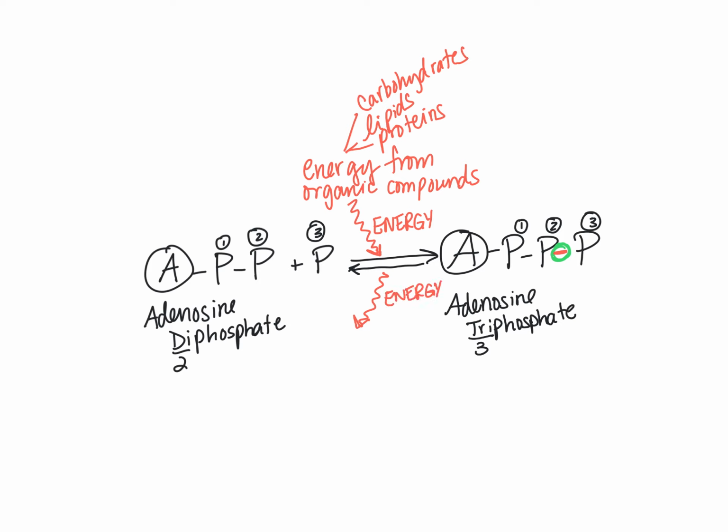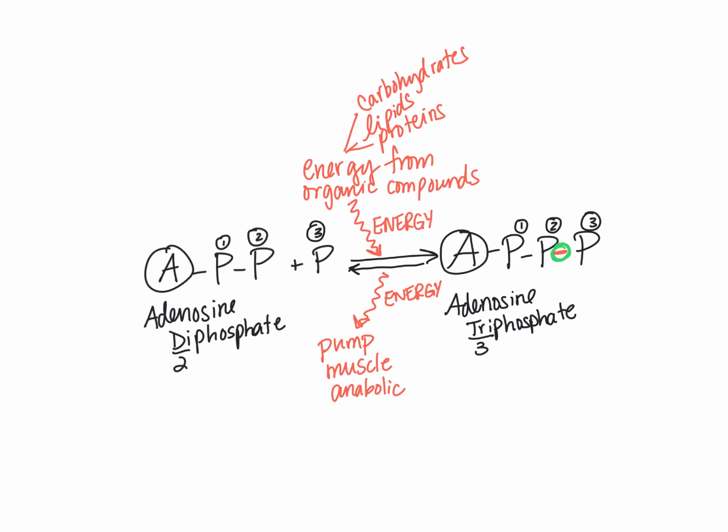And that released energy can go to something like a pump. So for primary active transport, we have this transport protein called a pump that moves things like ions across the cell membrane. Or maybe it goes to a muscle cell in order to make it contract. Or maybe it goes into an anabolic reaction in order to form a bond between two other molecules that are getting put together to make a bigger molecule.